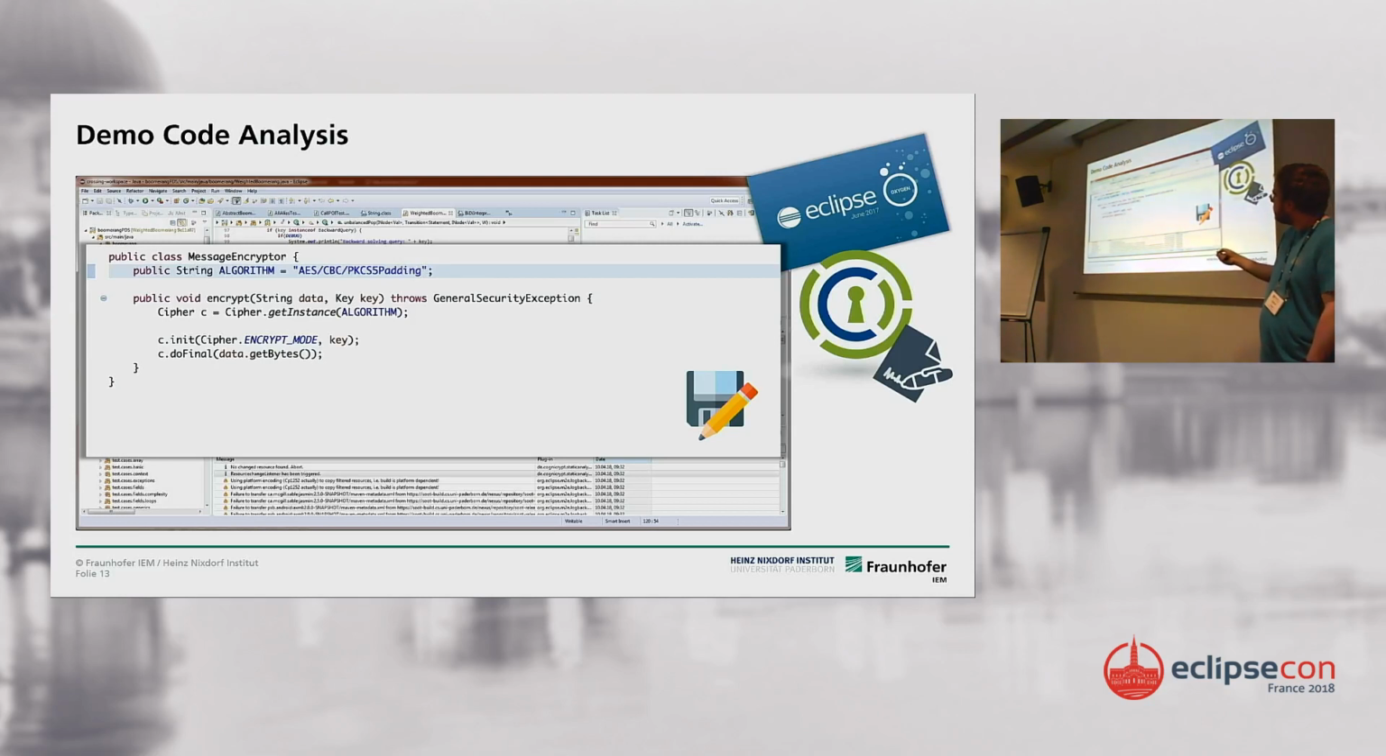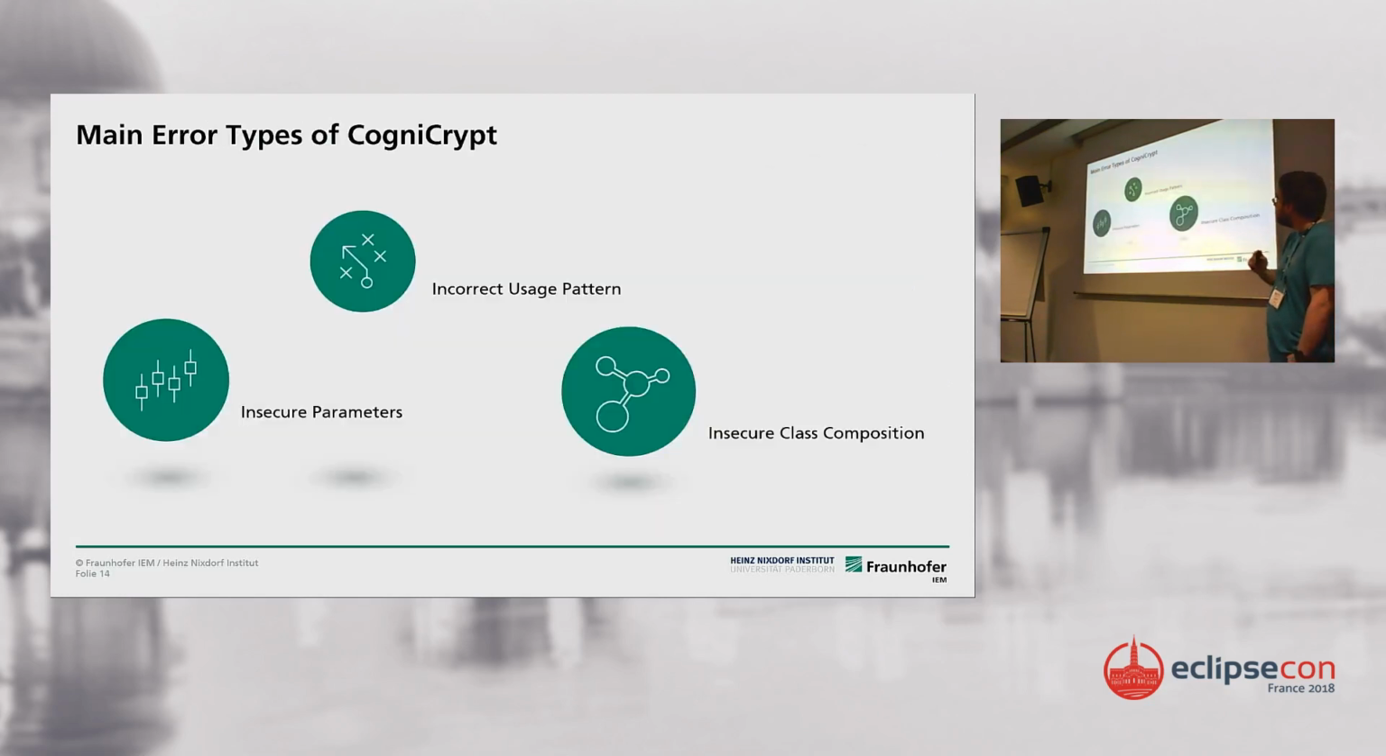And now we fixed this basically in this field above here, and we saved again, and now the error marker has disappeared. So currently, CogniCrypt supports 3 kinds of error types, and what these types are and how these work, Johannes is going to explain to you.